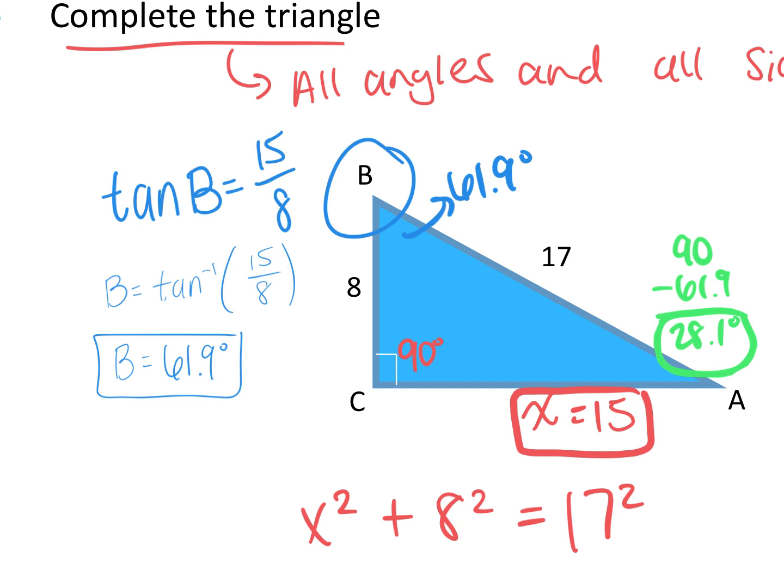You are going to see problems like this. Guys, make sure you wrote down at the top that when it says complete the triangle, you need to find all of the angles and all of the sides. I have all of my angles and all of my sides. Do you guys see that? That last side, remember, you used the Pythagorean theorem.